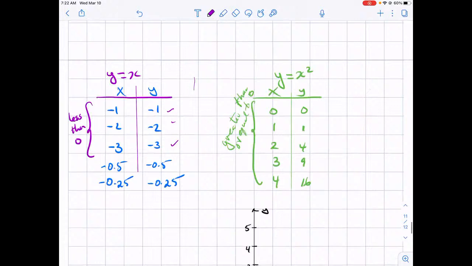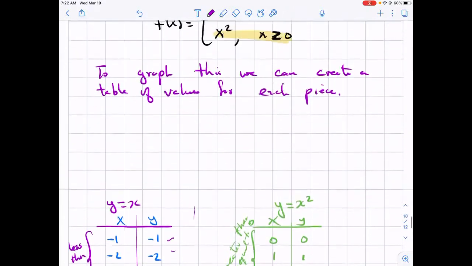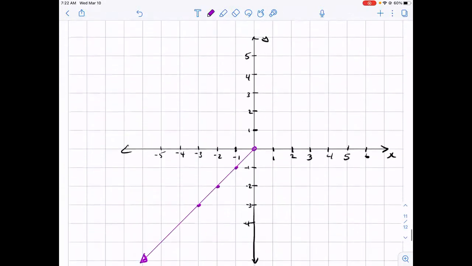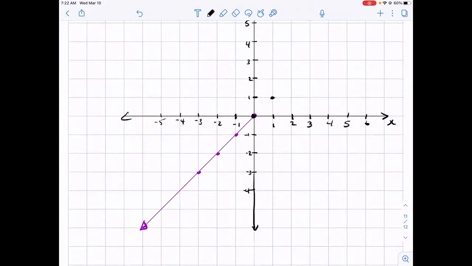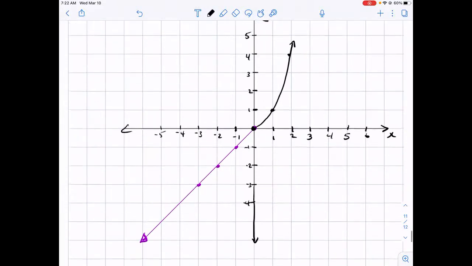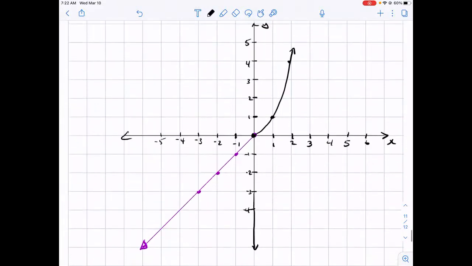And for my next graph now, 0 is included. I do 0, 0, which will be here, then 1, 1, which is here, then 2, 4, which is here. So you'll notice that I'm getting that piece of my parabola. And this entire graph is the graph of the piecewise function. This is f of x equals x for x less than 0 and x squared for x greater than or equal to 0.